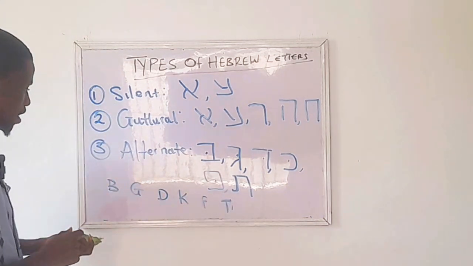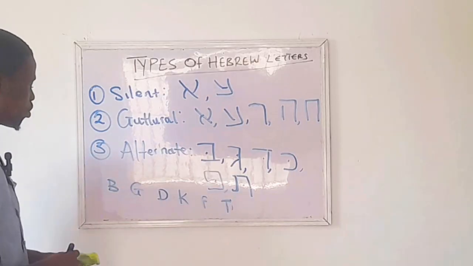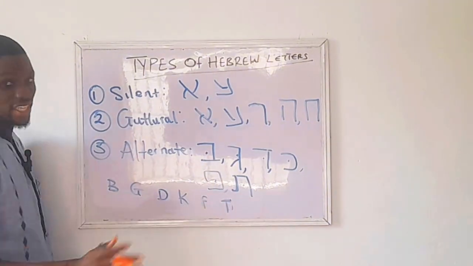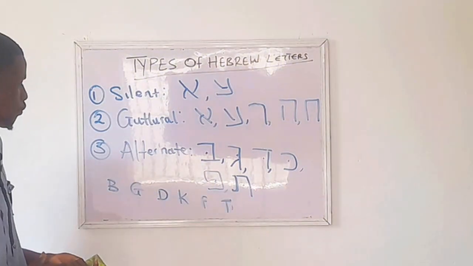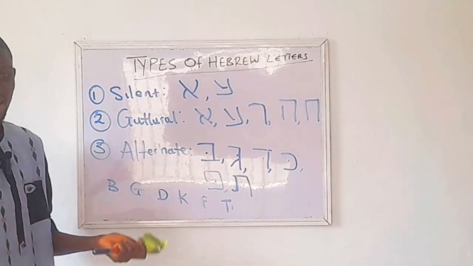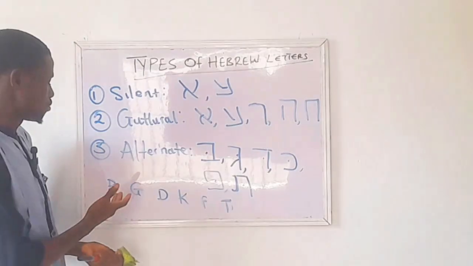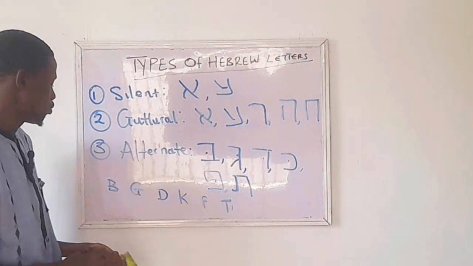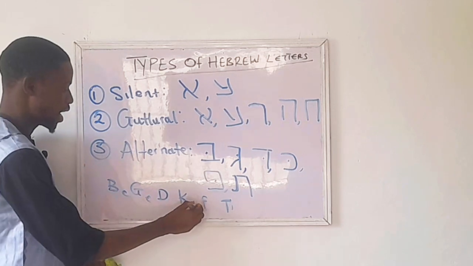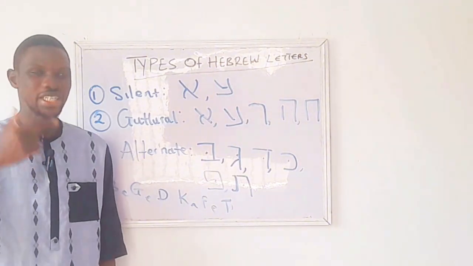I think my marker is low. So this is B, G, D, K, P, T. Those are the letters. For us to be able to pronounce it together, we added some vowels which are not there, just so that I can pronounce it: Be, ged, ke, fet. So it helps you remember Begedkefet.